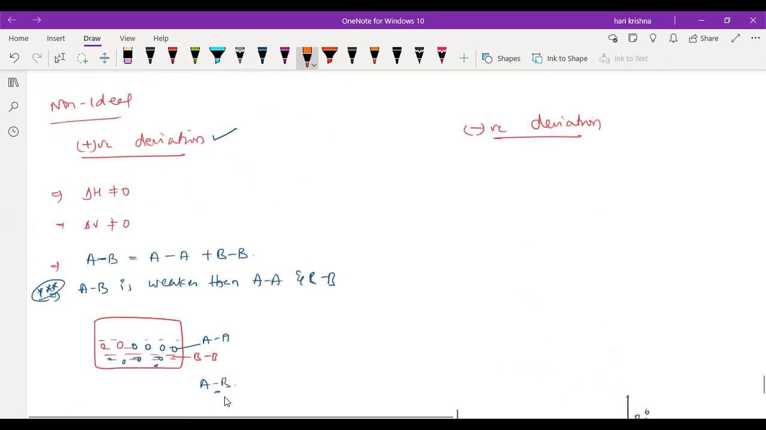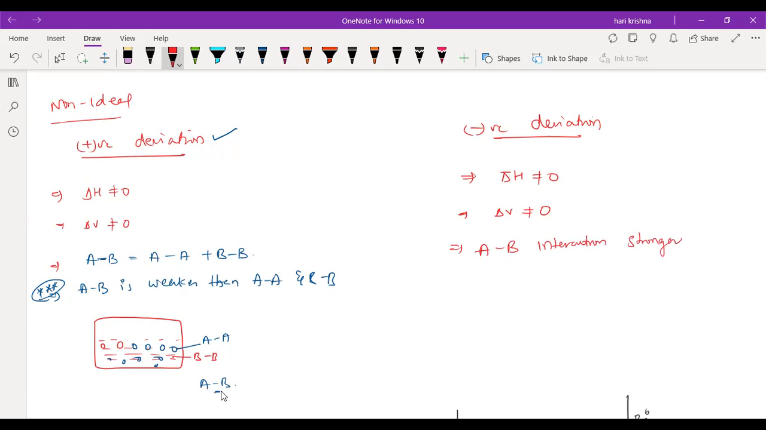Okay, now tell me what is the condition for the negative deviations? One by one. Again, delta H not equal to 0, delta V not equal to 0. Now tell me, AB type of interaction should be stronger or weaker? It will be stronger, sir. It will be stronger. Good.